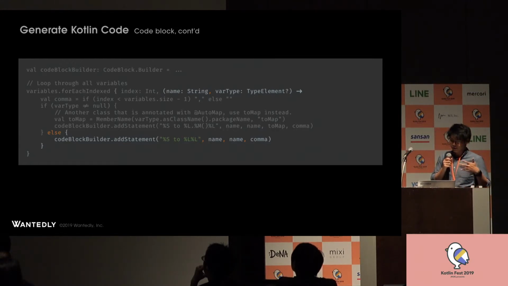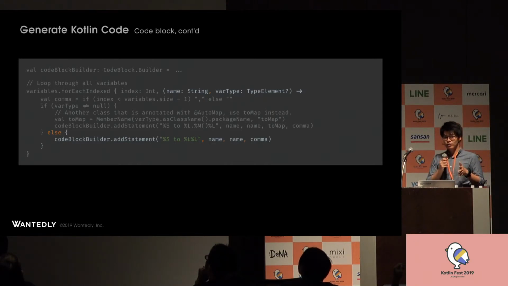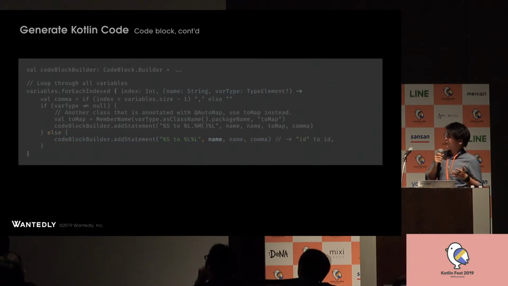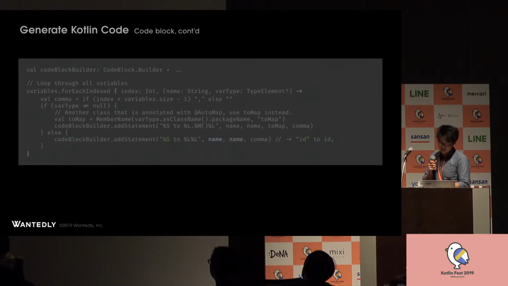You'll notice that we are using two more placeholders here, %S and %L. So %S is for string output, and it will put quotation marks around the parameter, while %L is for literal, and will print the parameter as is. So the first name parameter will be the key of our map, which is the name of the variable surrounded with quotation marks. And the second name will be for the value of the map accessed through the name of the variable.